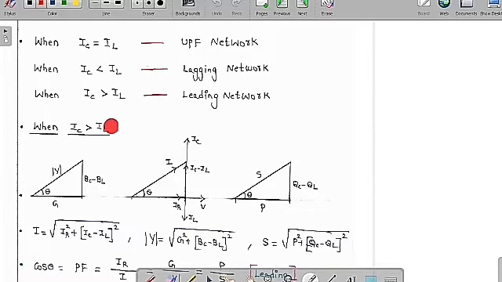When IC is greater than IL, it means the current in the capacitor is higher than the current in the inductor. It indicates that it is a capacitive network. So now, as I have already told you, the three elements are connected in parallel, so voltage is the reference vector. In a resistor, voltage and current are in phase.